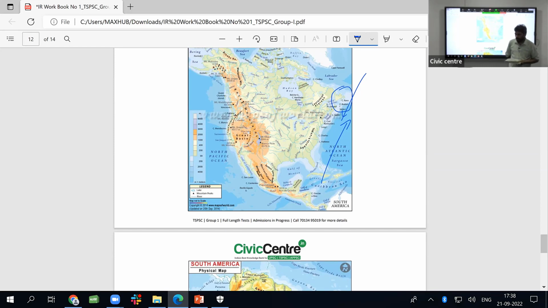Which is the capital city of Canada? Ottawa. Can you locate Montreal? Could you locate the Appalachian Mountains? Rocky is on the western side, Appalachian on the eastern side. One of the oldest rocks. You can compare the physiographic features of Appalachian to Aravalli.